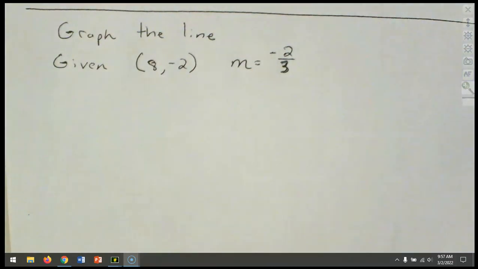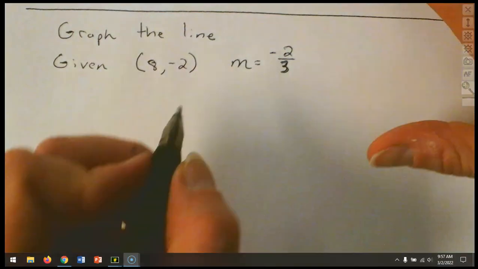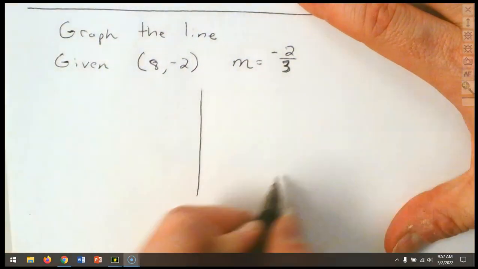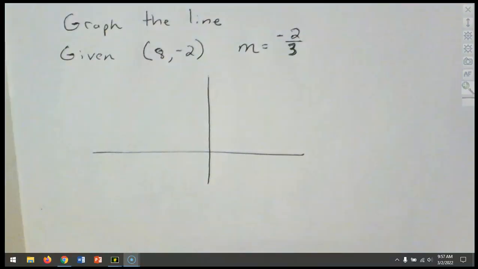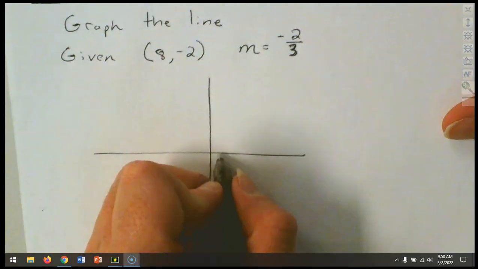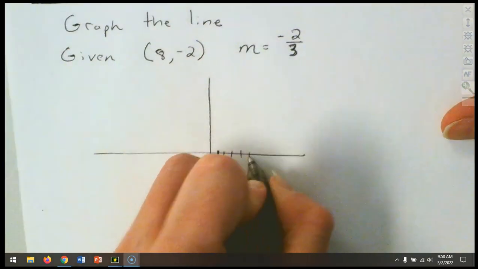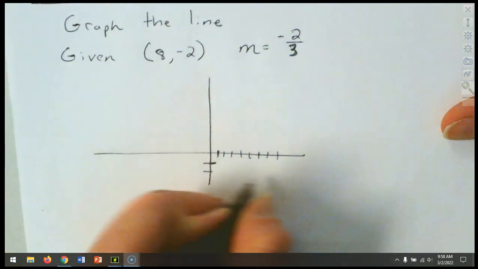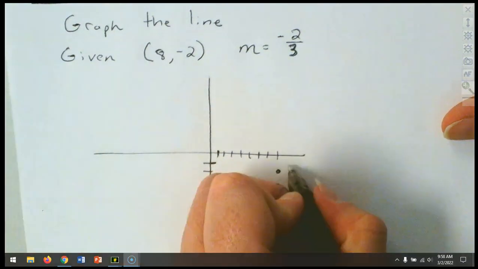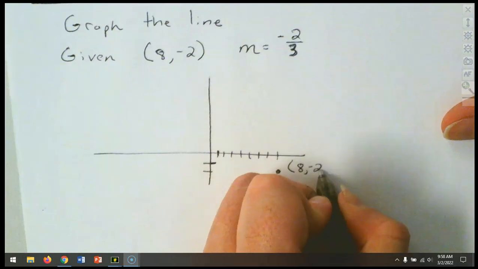And we are starting at 8, negative 2. So 8, negative 2. That means we go over 8 units and down 2 units. Okay, and that's 8, negative 2.